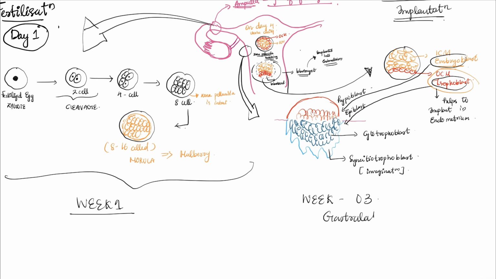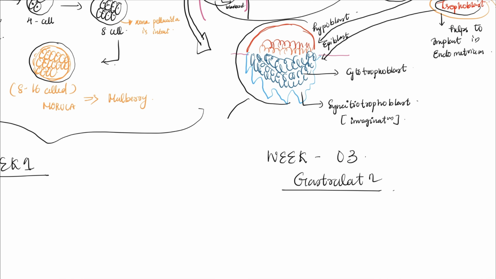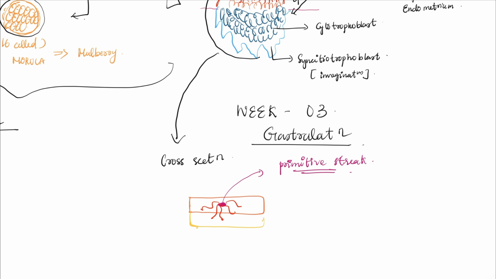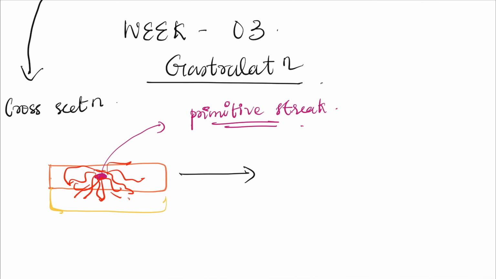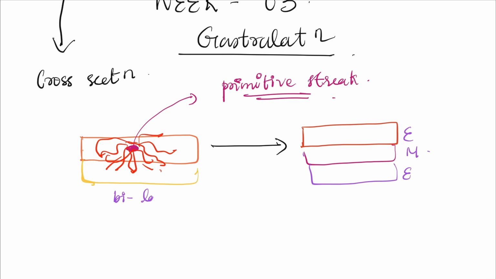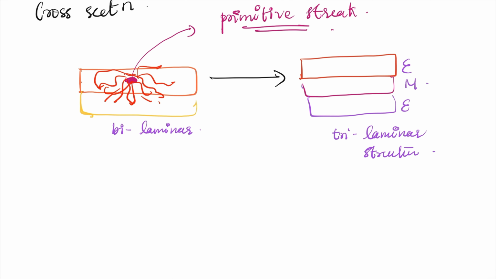Now we have week 3, where gastrulation happens. If we see a cross-sectional area of the epiblast and hypoblast, we can see them as a bilaminar layer. And in the bilaminar layer, we can see a streak. This is called the primitive streak, wherein the cells within it get migrated towards a nearby layer, and these migratory cells form another layer between the two layers and form the ectoderm, mesoderm and endoderm. As you can see here, the bilaminar layer becomes a trilaminar structure.